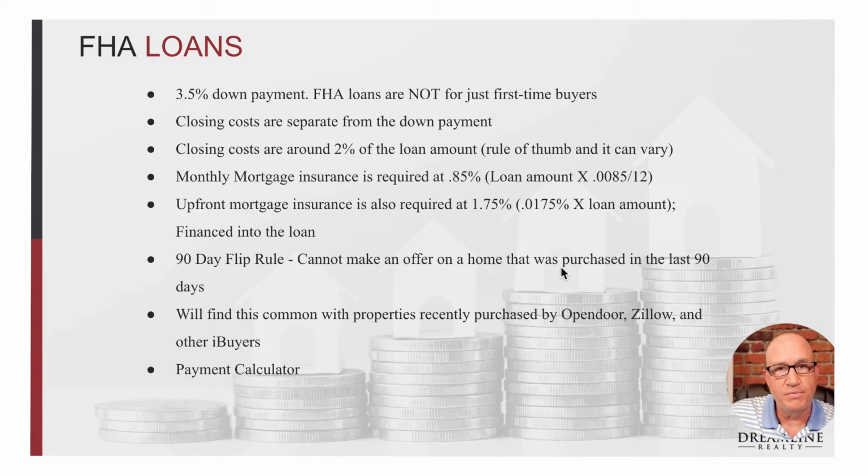A lot of conventional financing programs are going to require a borrower to put down 5% down payment, sometimes 10% down payment or more depending on credit score. But FHA is only 3.5%. And one thing to keep in mind is closing costs are separate from down payment.